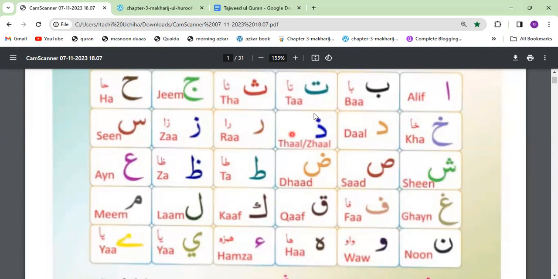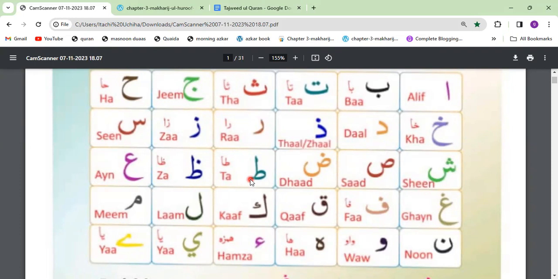Then we have the letter Ta. Ta is having the same makhraj as Dal and Ta. That was that you have to use the tip of your tongue and you have to connect it with the roots of your front two teeth. Ta. And don't forget to make the Ta heavier, because it is a heavy letter, okay?